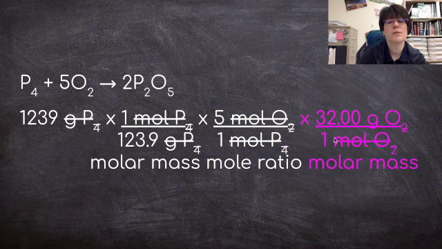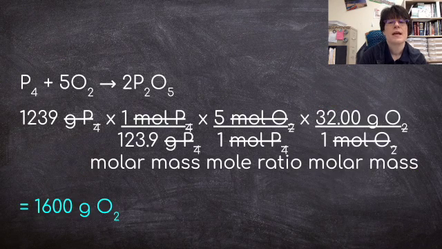Then we have to have the molar mass of the oxygen. So 1 mole of oxygen goes on the bottom, 32.00 grams of oxygen on the top for the molar mass. I call this a molar mass sandwich because you have molar mass on one side, mole ratio in the middle, molar mass on the other side. The molar mass is the bread and the mole ratio is the filling. And when we multiply across the top and divide by what's on the bottom, we get 1,600 grams of oxygen will react with the phosphorus.